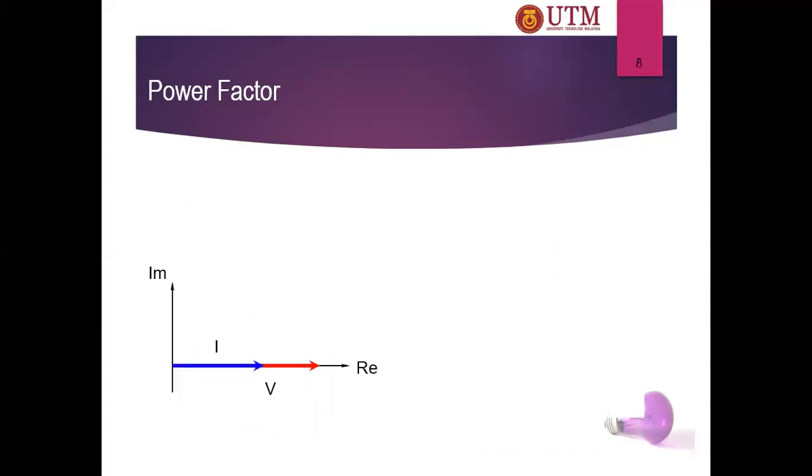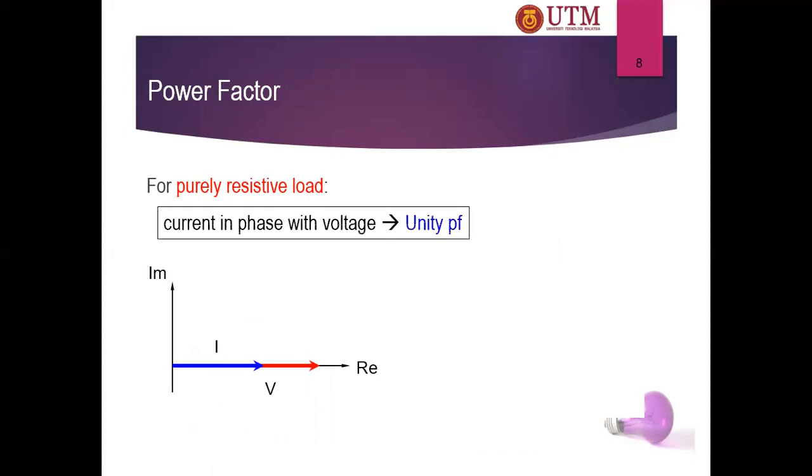And for a circuit where there is no phase difference between the voltage and the current, as can be seen here, this shows that the circuit is a purely resistive load. When there is no phase difference, theta is 0, so the cosine of 0 degrees is equal to 1, meaning that you have what is called a unity power factor.